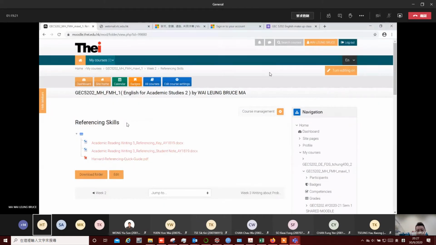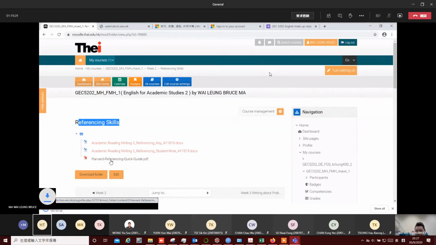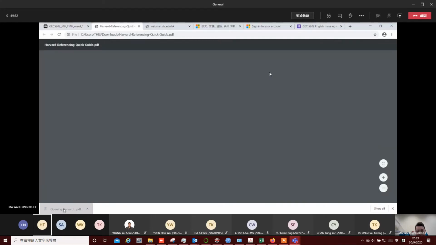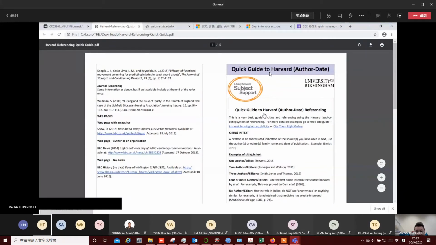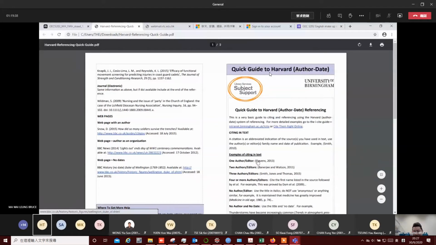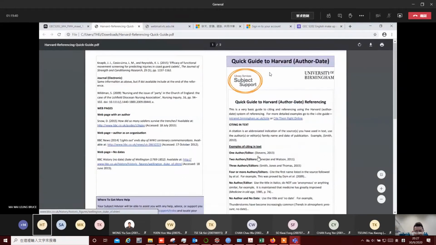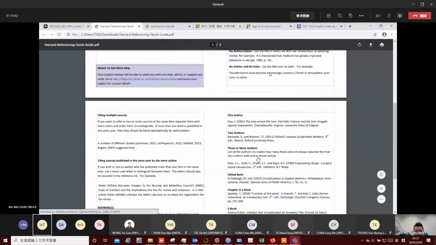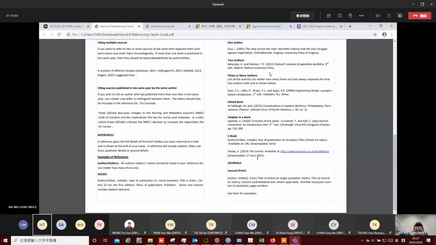Hey guys, you go to Moodle, right? With you, we have one item called referencing skills, and I have uploaded the quick guide. This is really, really helpful. Now I click open it. Can you see the guide? Straightforward, really straightforward. How can you make the in-text citations? Yeah. So please refer to this. This is a really quick guide.